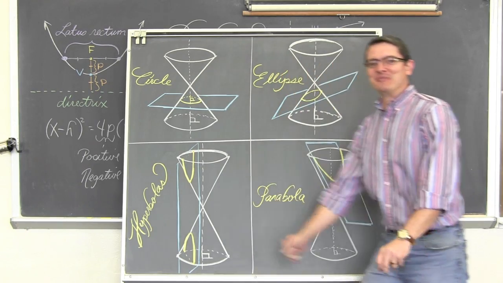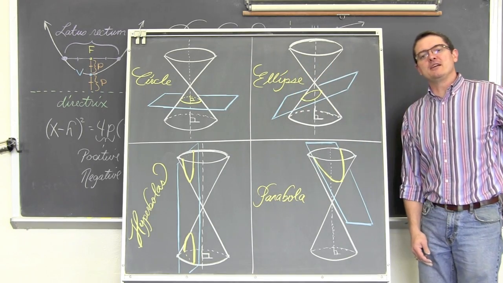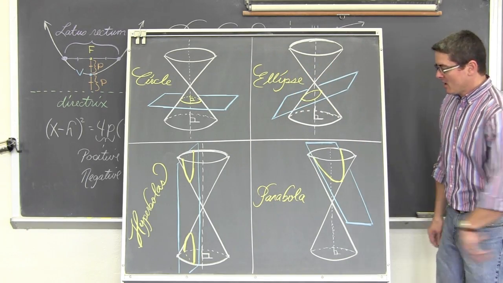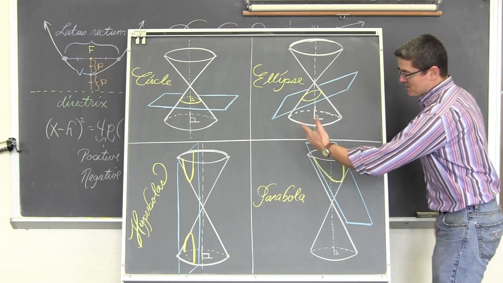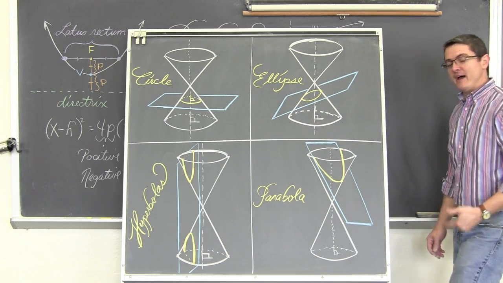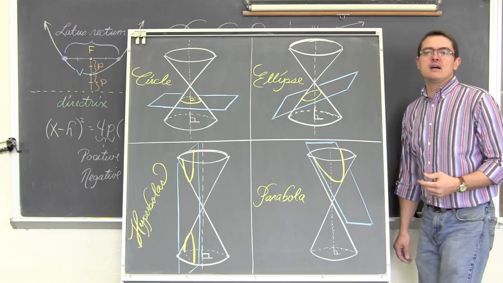I am Mr. Tarrou. In my third and last video of graphing conic sections in standard form, we're going to take a look at parabolas. We're going to slice these three-dimensional cones in a fashion that is parallel to the edge of those cones.